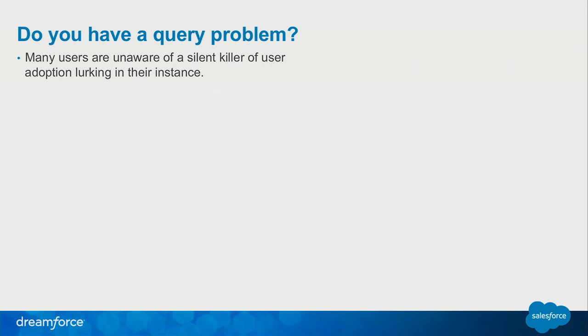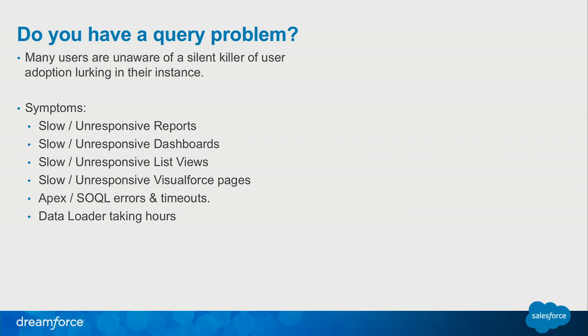So do you guys have a query problem? There's a silent killer lurking in your orgs right now, and it's really hurting your adoption. And that's query performance. So what does that mean? These are some of the symptoms.